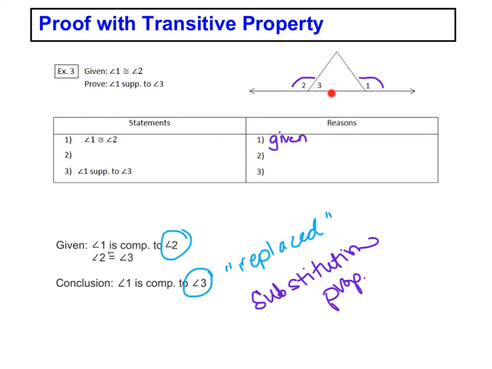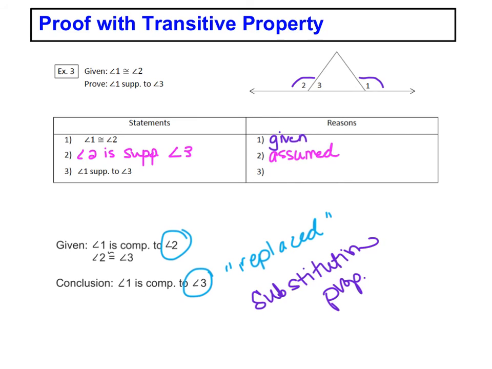Remember, if you have a straight line like this, you can assume supplementary angles. So we're going to go ahead and say that angle 2 is supplementary to angle 3. And that is just assumed. We're allowed to assume supplementary angles. Well, now we're able to say that angle 1 is supplementary to angle 3. And that comes from our substitution property.